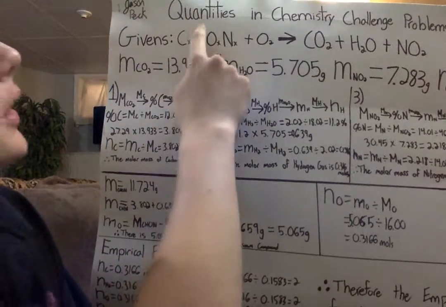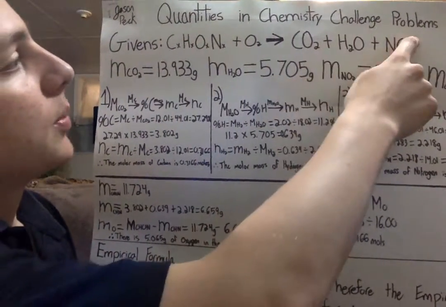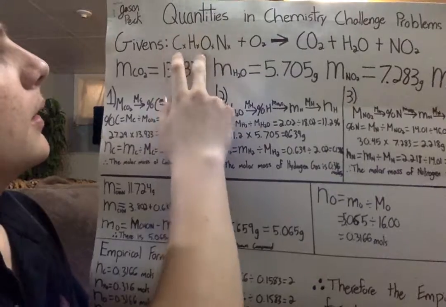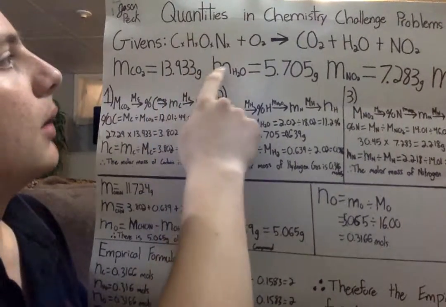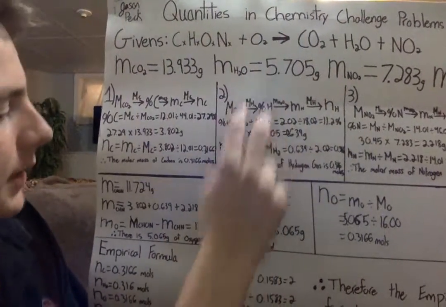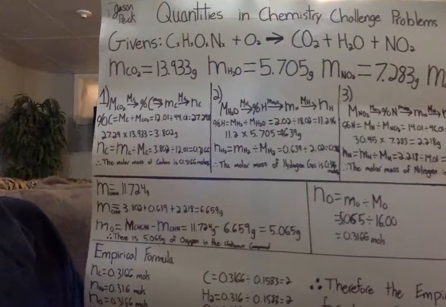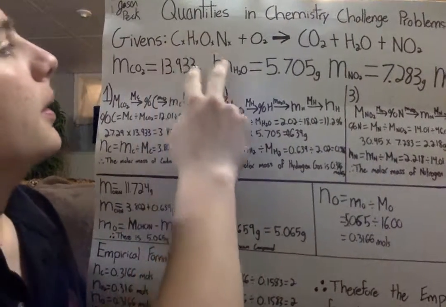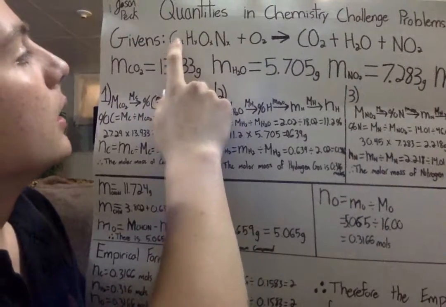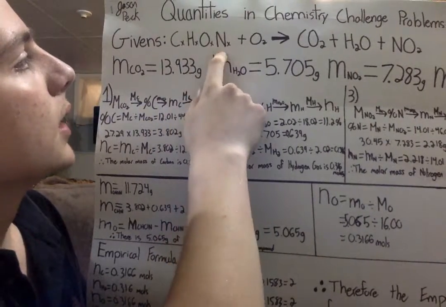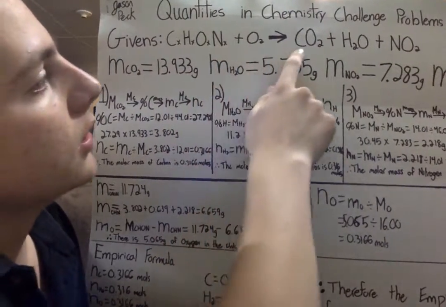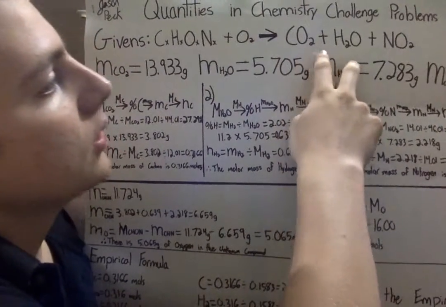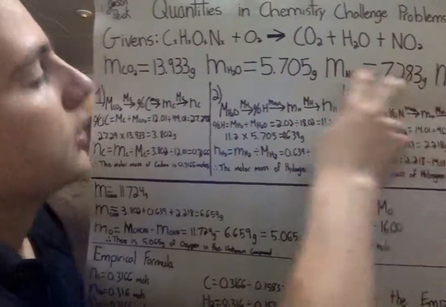This is the breakdown of the quantities in chemistry challenge problems, solving the unknown compound, the mass, and the empirical formula. So the givens are CxHxOxNx plus O2, which leads to CO2 plus H2O plus NO2.